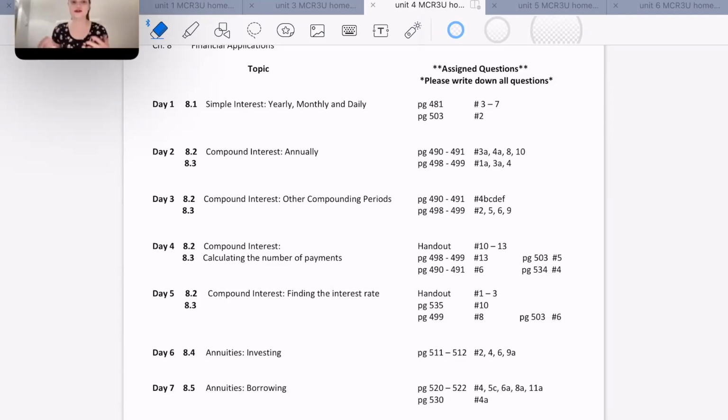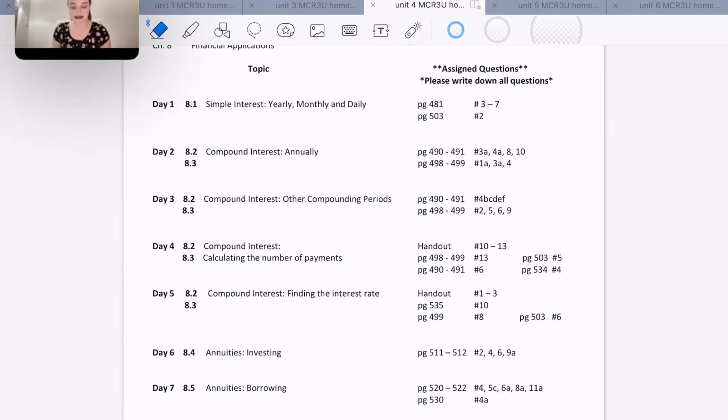So first, I'm going to define simple interest and talk about the difference between simple interest versus compound interest. Now, the reason there are so many more days on compound interest is not only that it's a more complex topic, but also because in practice, simple interest isn't really used ever, right? It's compound interest that's used.